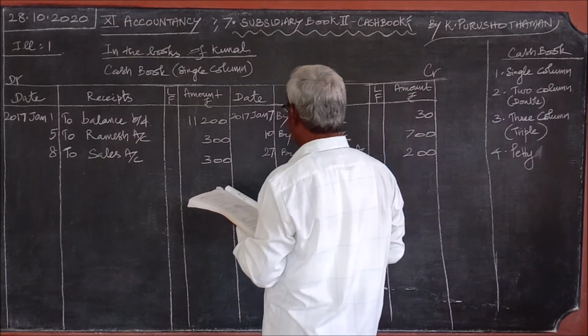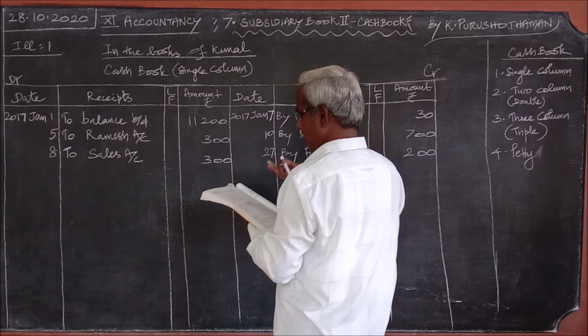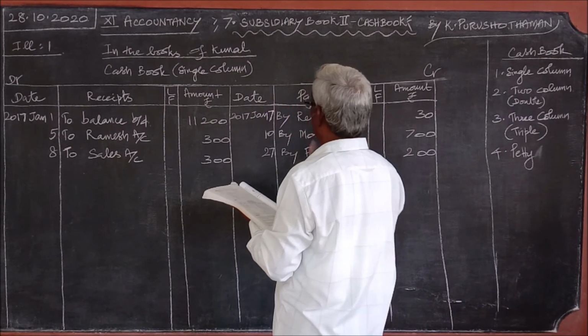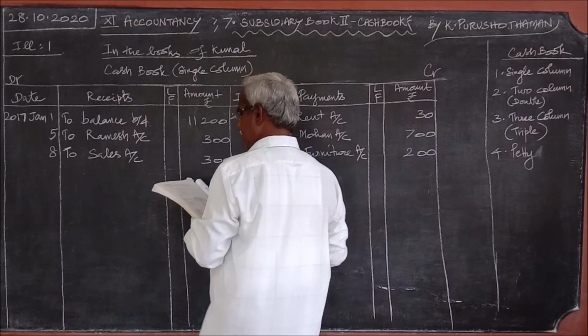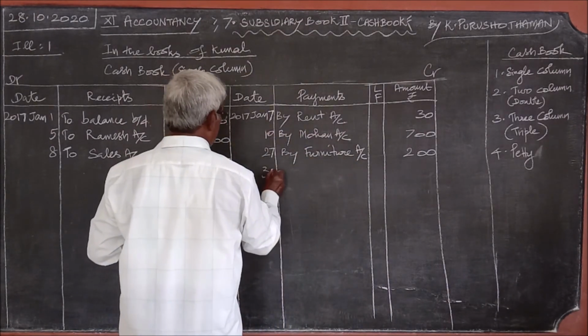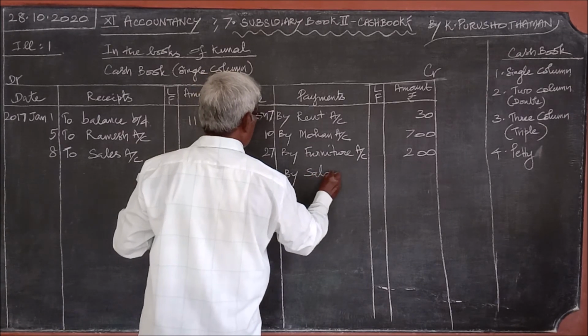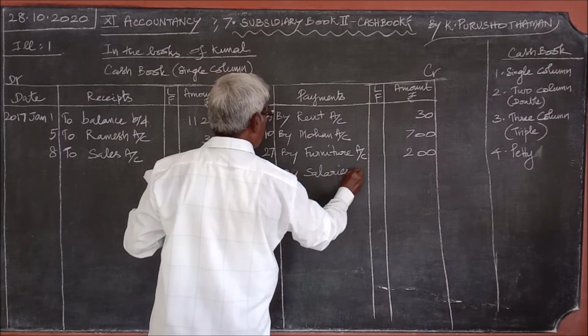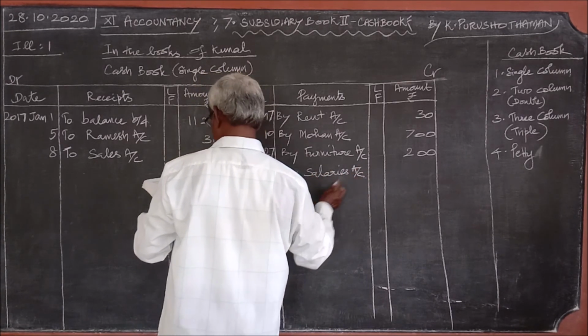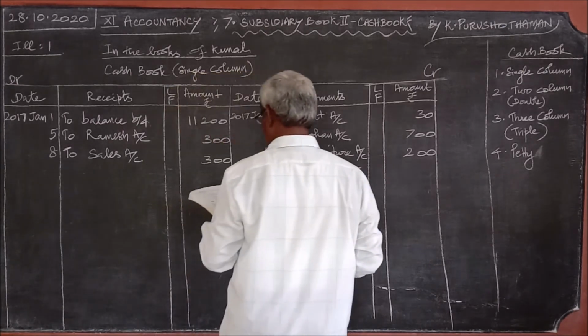Then paid salaries. If the question itself says paid, therefore it is payment. So on 31st, by salaries account, 100.